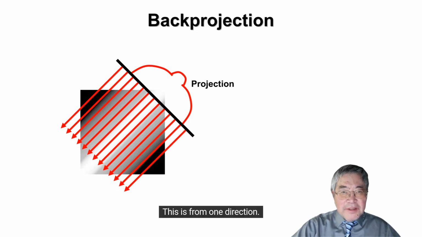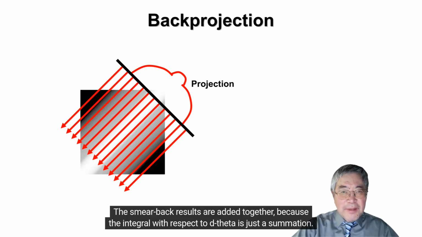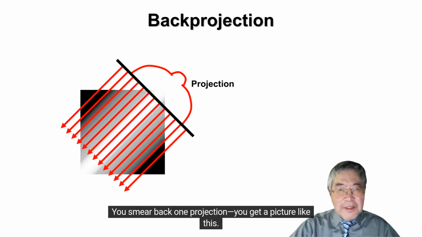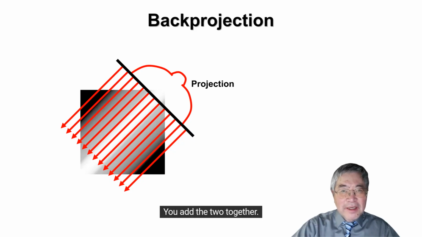You find the pixels on that line, take the value and smear it back. This is from one direction. You do the same from every direction. The smear-back results are added together because the integral with respect to d theta is just a summation. You smear back one projection, you get a picture like this. You take another projection, you smear back the other way. You add the two together. Many projections add many contributions together.